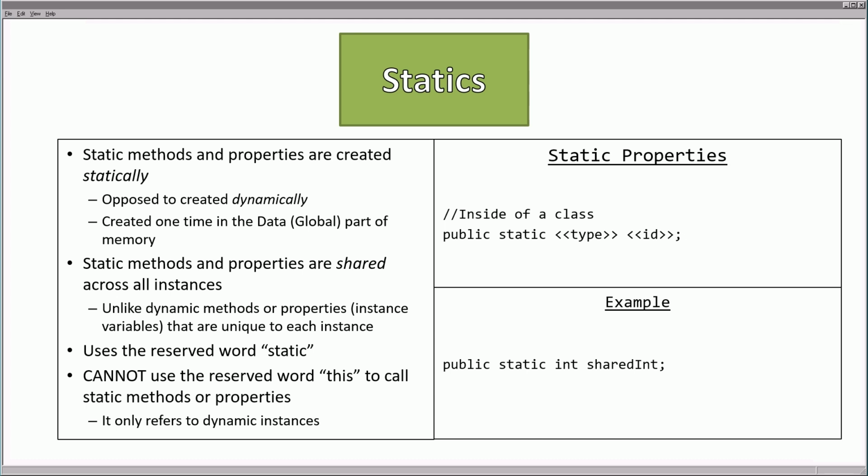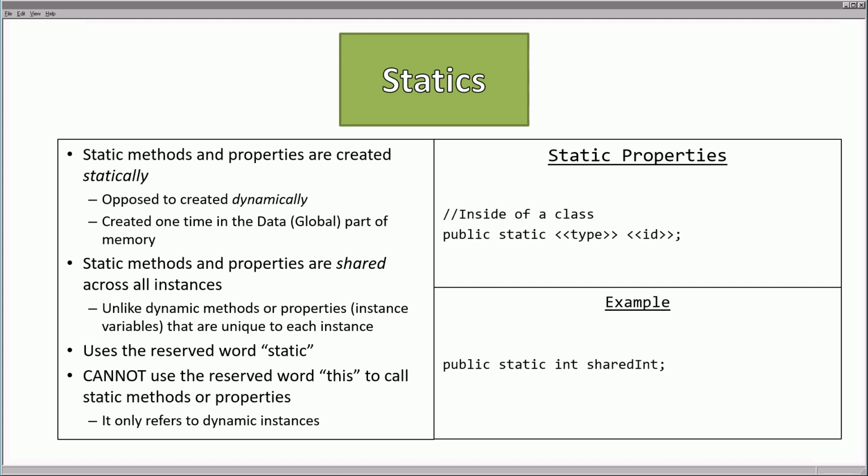Now on the other side of this, when we refer to statics, we use the reserved word static to denote that this is going to be statically created in the data section of memory. One important aspect that's going to come up a lot is you cannot use the reserved word this to call any static methods or properties. This is the self-referential pointer that points to that instance's properties or methods. Remember, statics are not unique to one object. They are shared across every object.